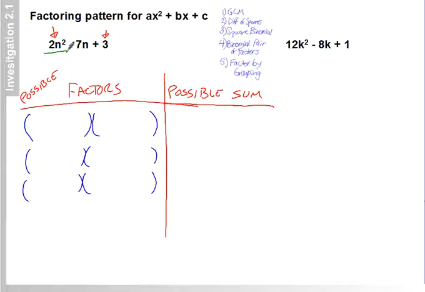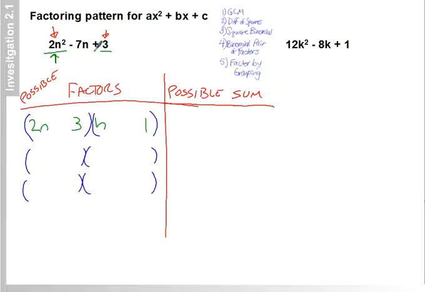What times what is 2n squared? In other words, I'm looking for factors that go into 2n squared. Well, the options are very, very limited. 2 and 1. So we have 2 and 1. N times n is n squared. What factors does 3 have? Well, 3 has a 3 and a 1. And finally, we need to decide on what the middle sign is going to be for each of these factors.